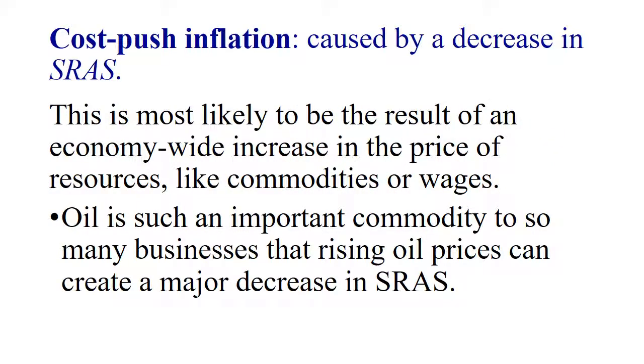The first type of inflation on the ADAS model is cost push inflation. This is when the price of an economy-wide resource, like a commodity, would go up, or nominal wages would go up, something that is such a big deal in the economy that the increase in this cost would push producers to decrease their supply, making it shift left.